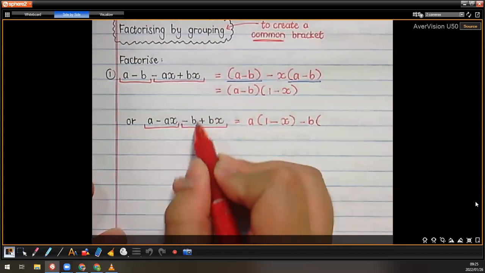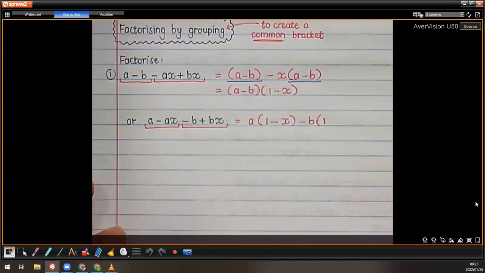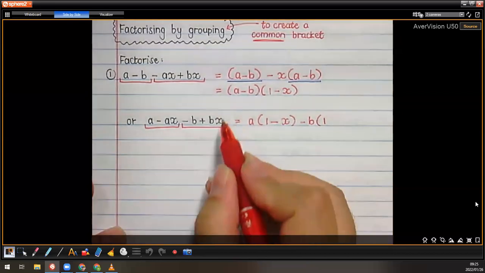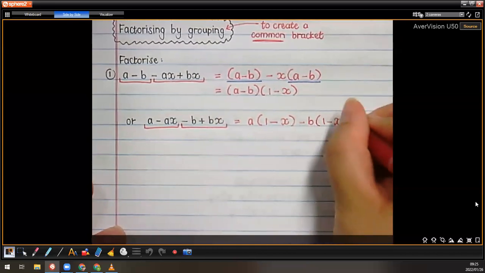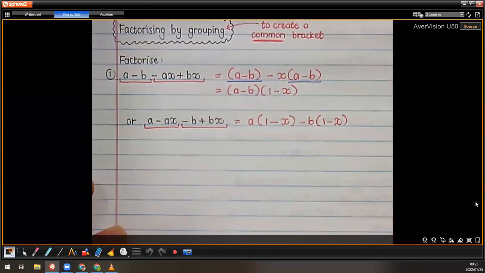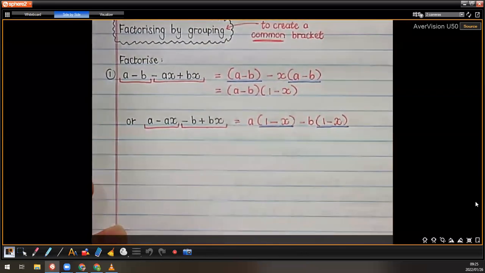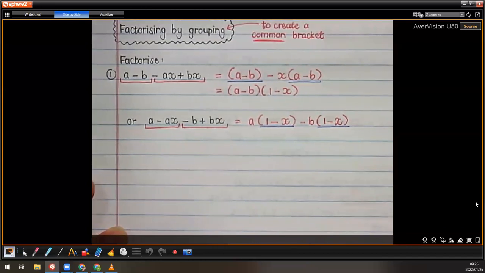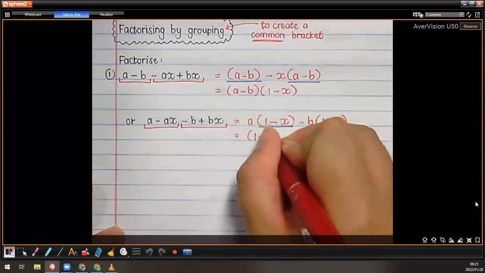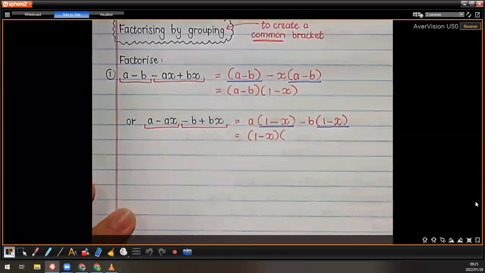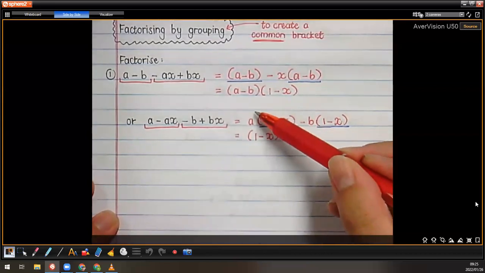Now we say negative B divided by negative B is 1, right? Anything divided by itself is 1. We have positive BX divided by negative B is negative X. And now we see that our common bracket in this case is 1 minus X. So that means that we are going to write 1 minus X in front. What is left from my first term if I divide by 1 minus X?